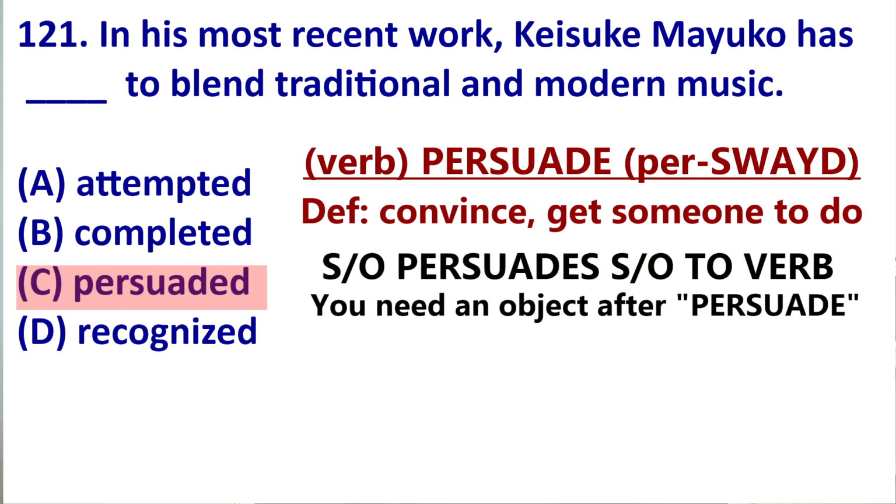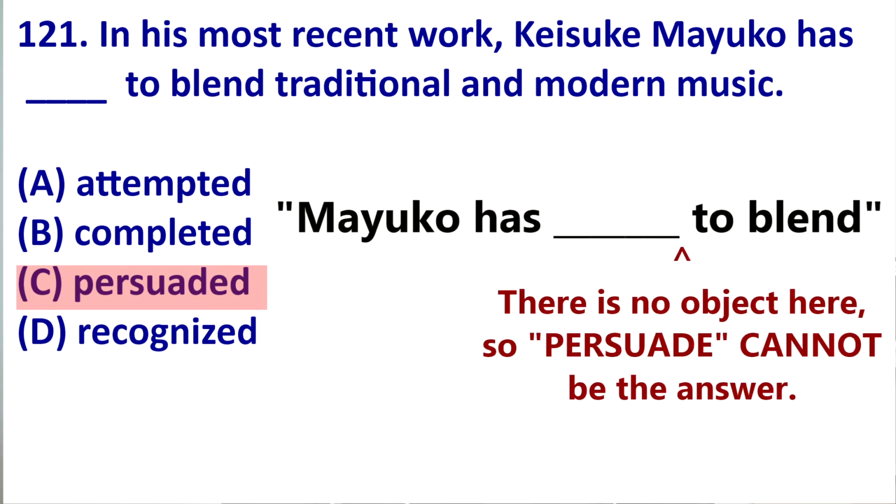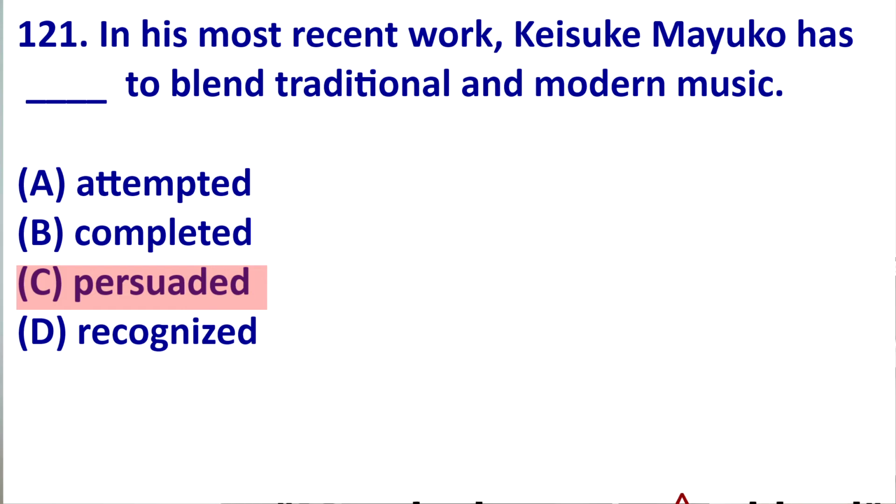When you use persuade, you need to have an object. Someone persuades someone to verb. So he persuaded me to go camping. I didn't want to run the marathon, but my wife persuaded me to do it. Passive, I was persuaded to run the marathon. So if we look at this question, we can see that there is no object after persuade. It just says, has persuaded to blend. You would need to say, has persuaded who to blend. So because of this, the answer cannot be C.